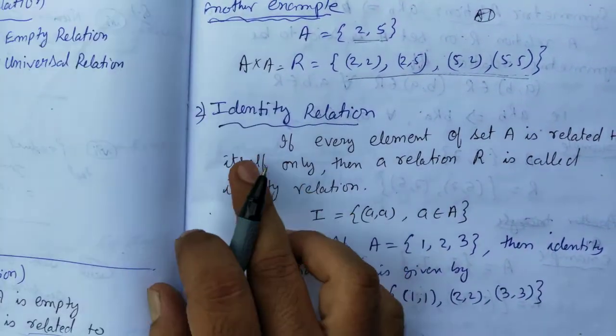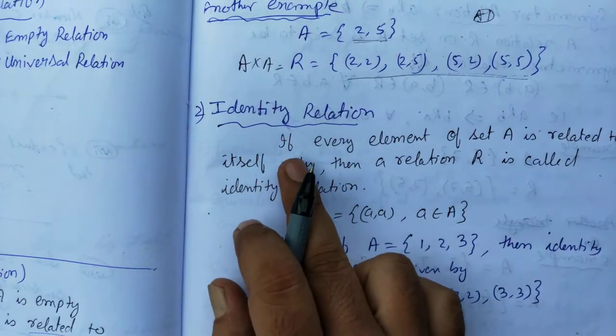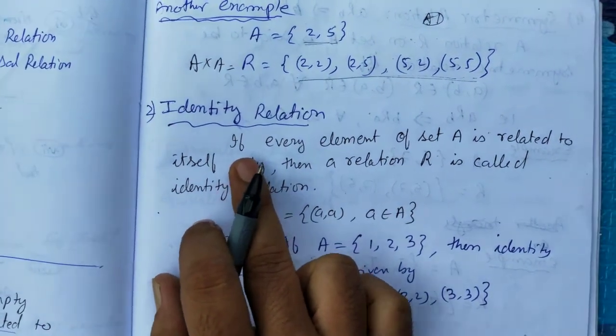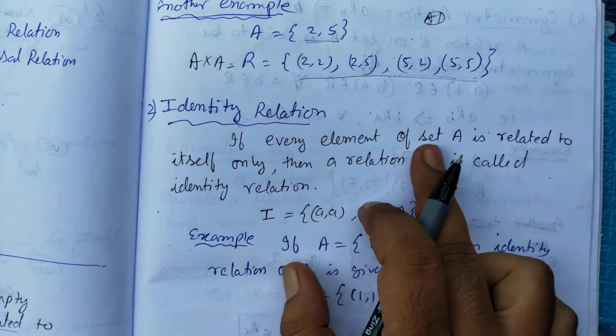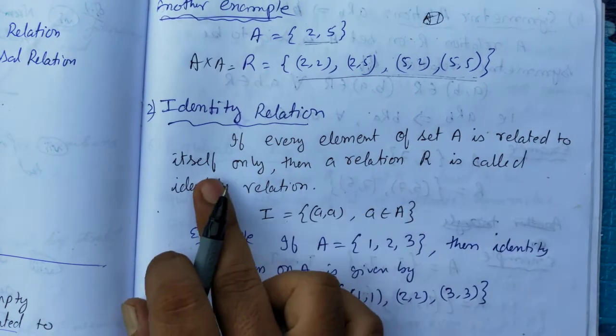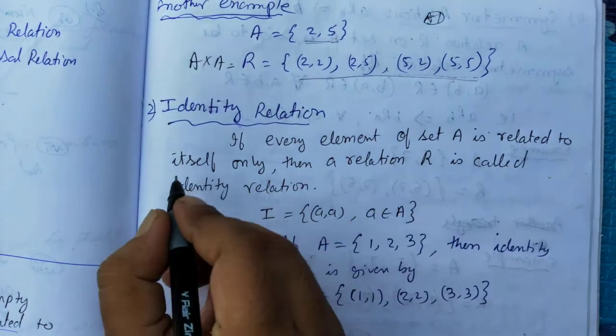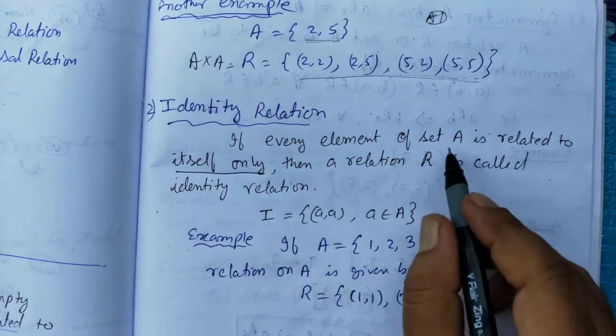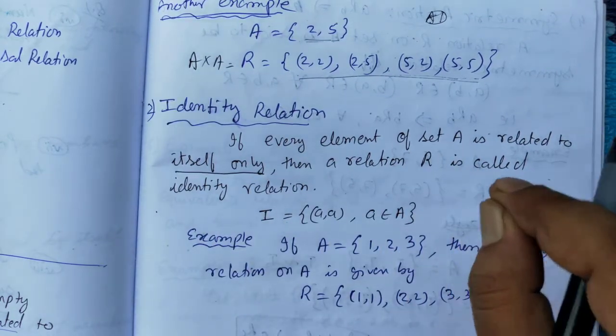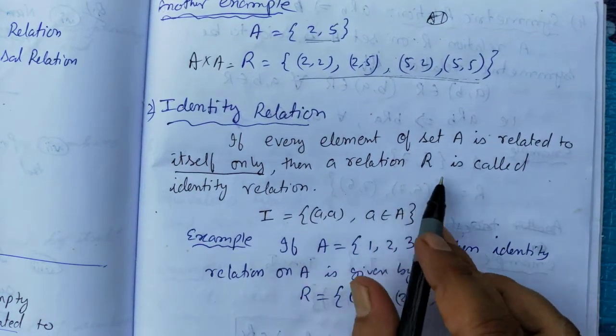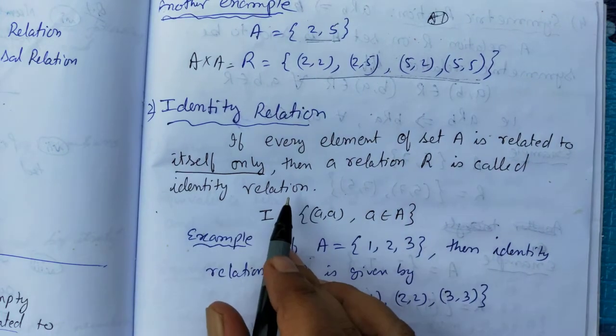Let's go to identity relation. If every element of set A is related to itself only, I'm underlining this point, okay? If every element is related to itself only, then the relation R is called identity relation.